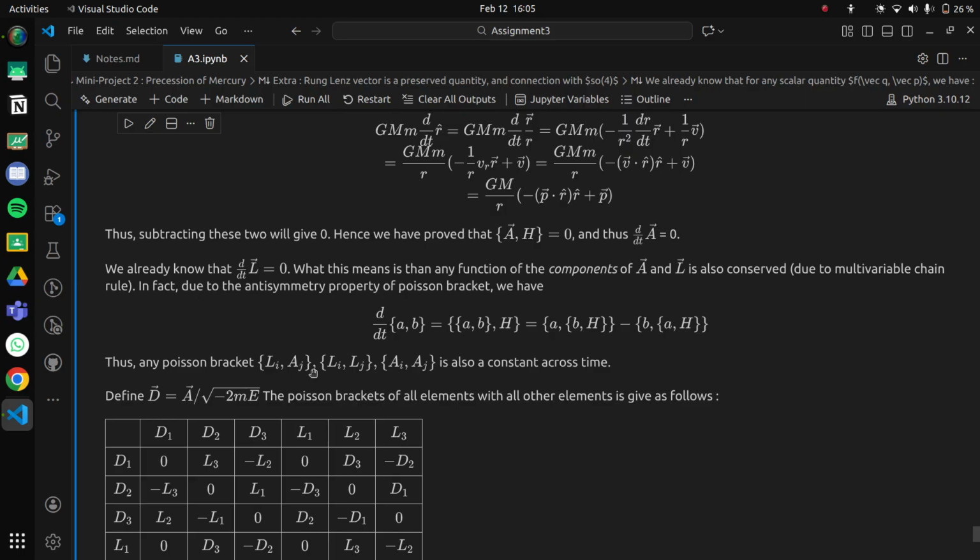It turns out that any of these components, if you put them as, let's say, A or B, then B with H, that Poisson bracket is 0 because its derivative is 0. And we already proved that. Similarly, A with H is 0. So then A with 0, that Poisson bracket is also going to be 0, because 0 is a constant, so any kind of partial derivative of that is also 0. So this whole thing turns out to be 0. What that means is any kind of Poisson bracket is also constant. Of course, when I say any kind, I just mean the Poisson bracket between the components.